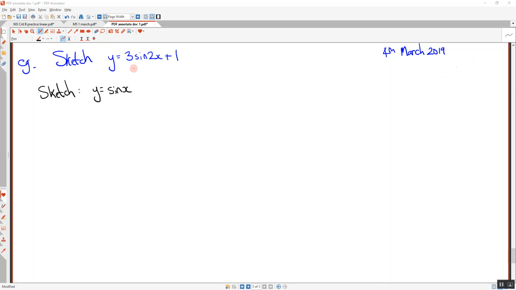So we're going to sketch y equals 3 sine 2x plus 1. Our first step is to draw y equals sine x and then see what each of these numbers do to sine x, okay? And we should know what each of these numbers do. If you don't, we have got notes on that. So, have a go. When it's 2x, that means it goes twice as many times.